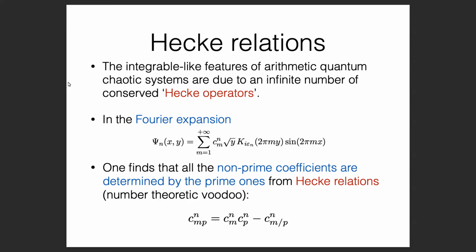Okay, so this is a sum of the Fourier frequencies. The non-prime ones can be written in terms of the prime ones. So for example, C10 is equal to C5 times C2.